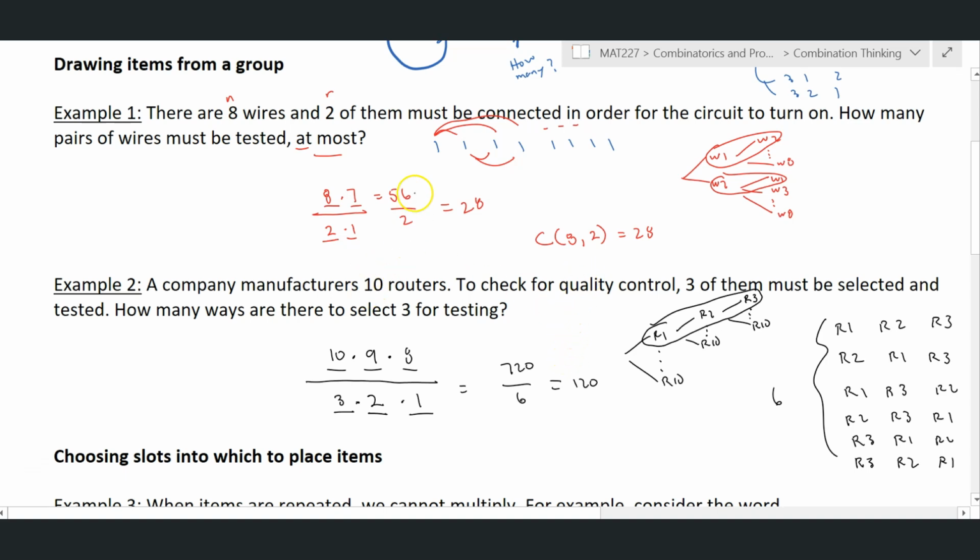Or sorry, that's the previous example. So there are 120 different ways in which you could draw 3 routers out of 10 routers. And once again, you could just say that's the number of combinations of 10 objects, selecting 3 of them, which gives you 120.